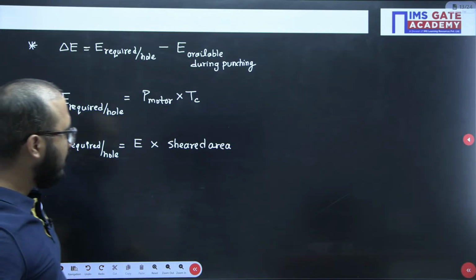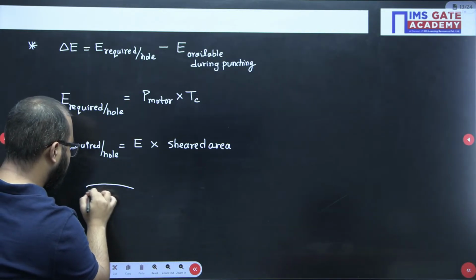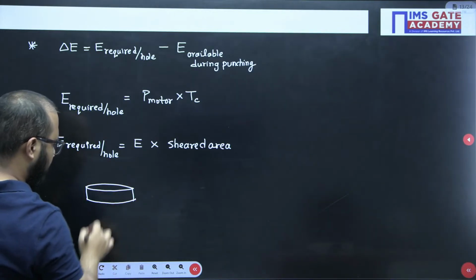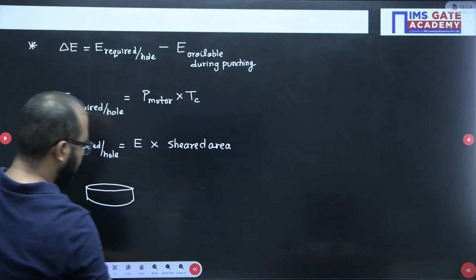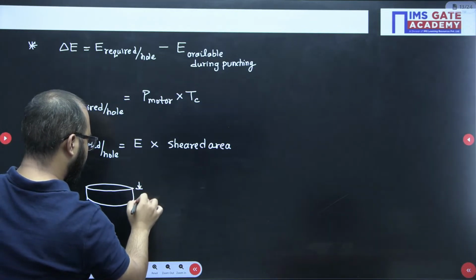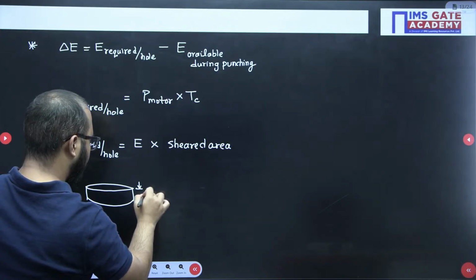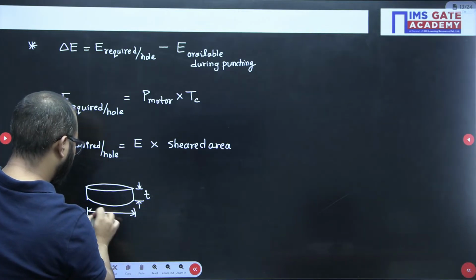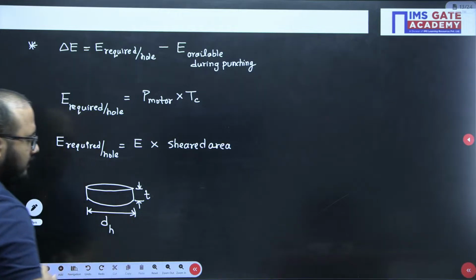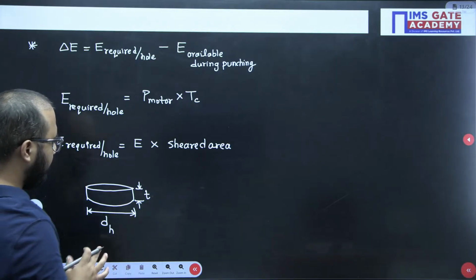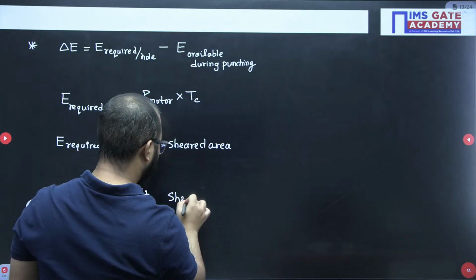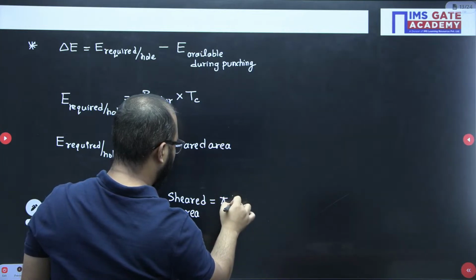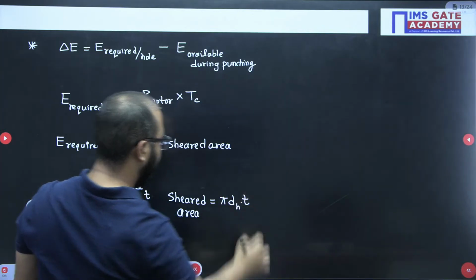Energy required per hole. Now shared area. So let's suppose this is the disc. This is the part we need to punch. Punching operation is there, no? This is the plate thickness. Die of hole. So clear, everyone? So like this, the shared area will be pi d h into t.